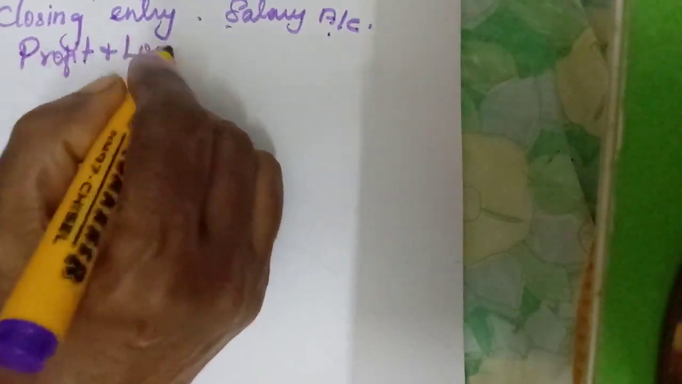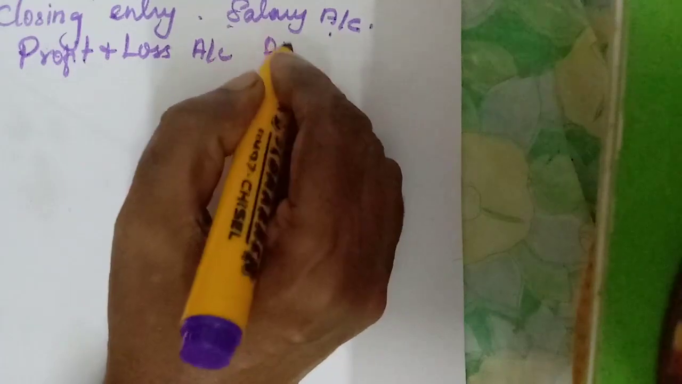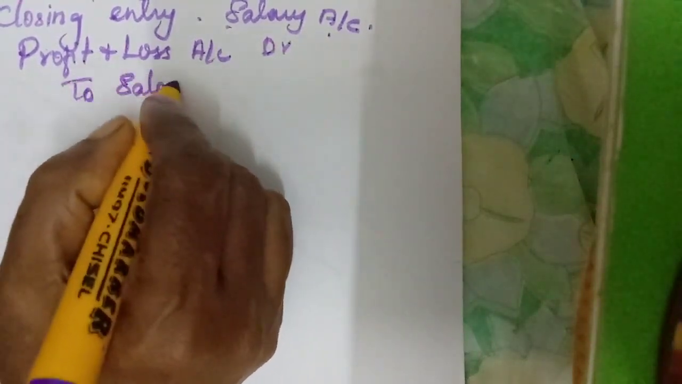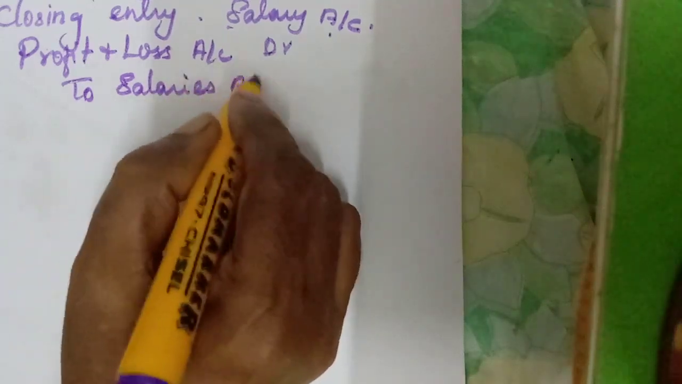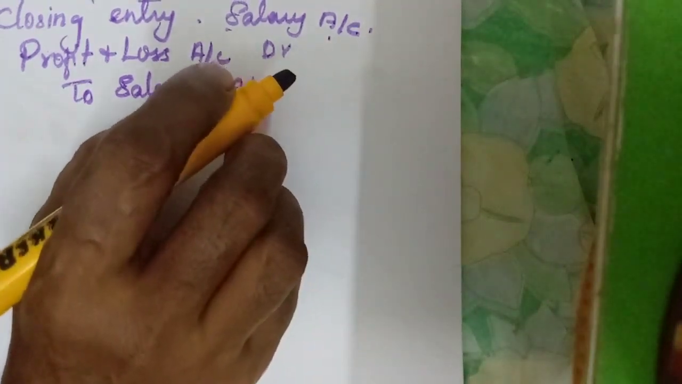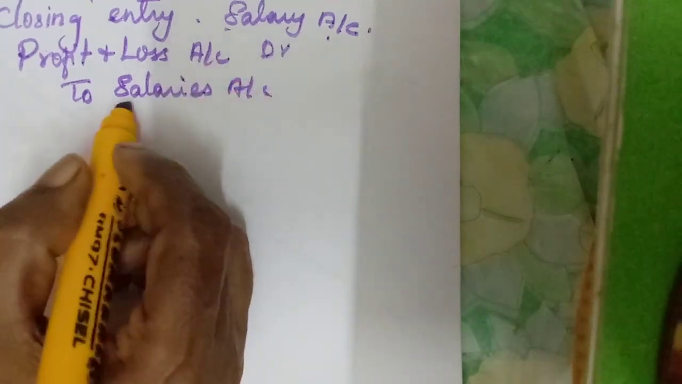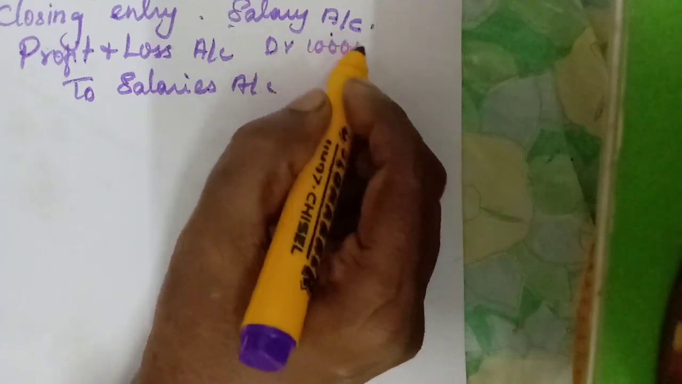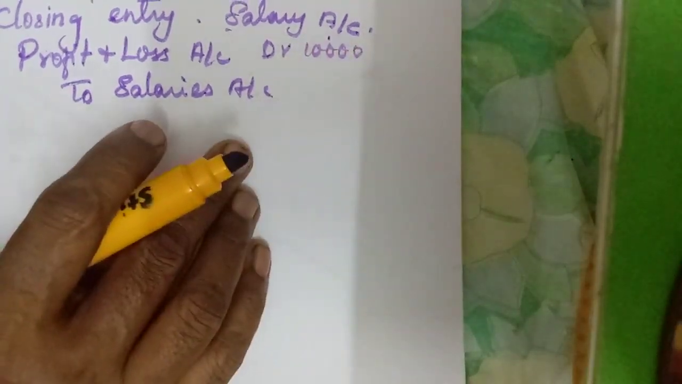Salary will be shown on the profit and loss account. So profit and loss account debit to salaries account. Because salaries is an expense, it will show debit balance. Now we are closing that one, closing entry. We are closing salaries account and we are transferring that one to the profit and loss account. So profit and loss account debit to salaries account. If it is 10,000, we need to write the amount.